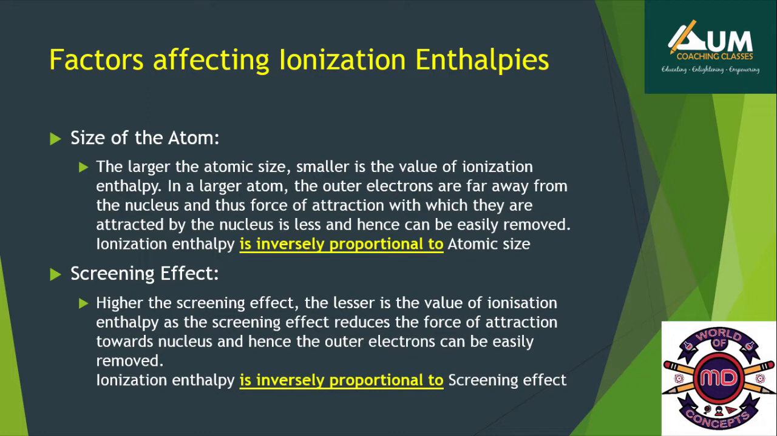Factors affecting ionization enthalpy. There are a total of 4 factors: the size of the atom, the screening effect, the nuclear charge, and the half-filled and completely filled orbitals. When it comes to the size of the atom, the larger the atomic size, the smaller is the value of ionization enthalpy. In a larger atom, the outer electrons are far away from the nucleus and thus the force of attraction with which they are attracted by the nucleus is less and hence they can be easily removed. Therefore, the ionization enthalpy is inversely proportional to the atomic size.